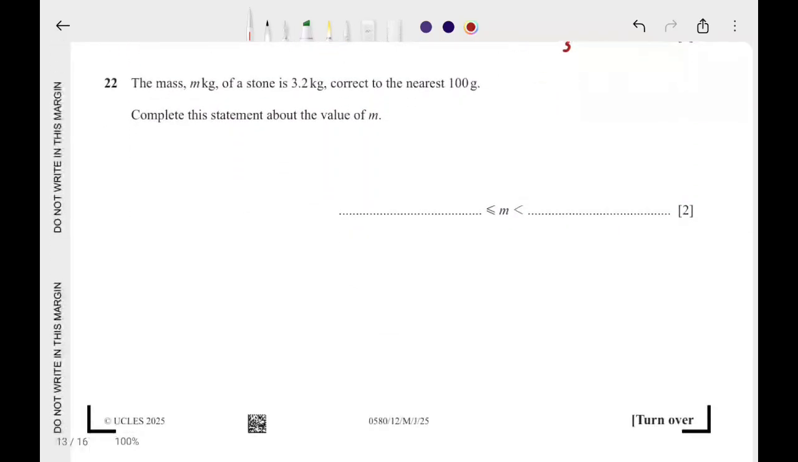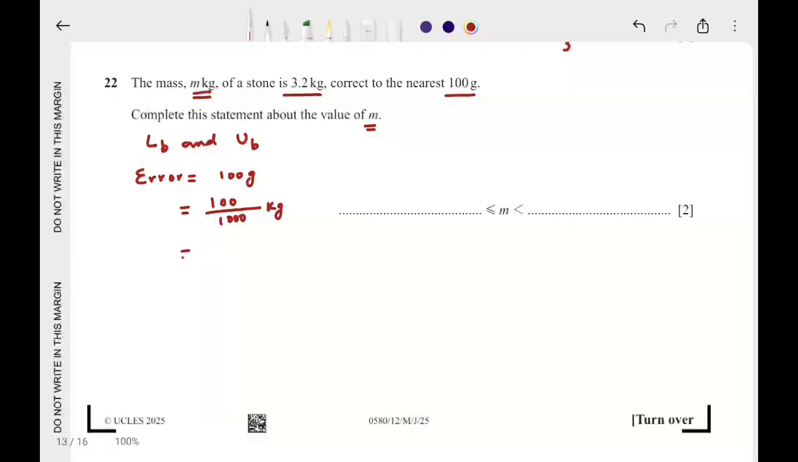Question number 22. The mass m kg of a stone is 3.2 kilograms, correct to the nearest 100 grams. Complete this statement about the value of m. Definitely we have to find out the lower bound and upper bound of the value, and the error is 100 grams, and we have to change grams into kilograms, so we divide 100 by 1000.